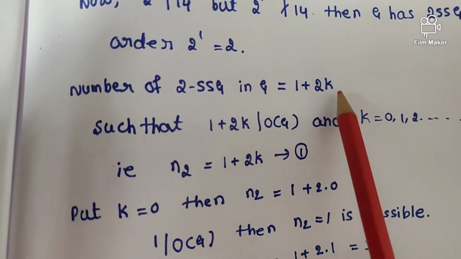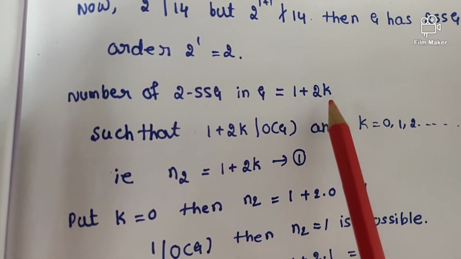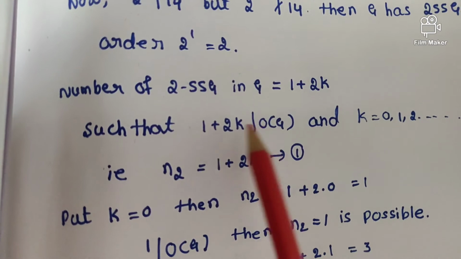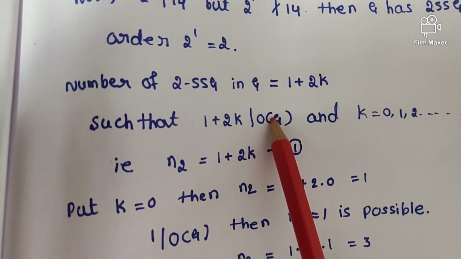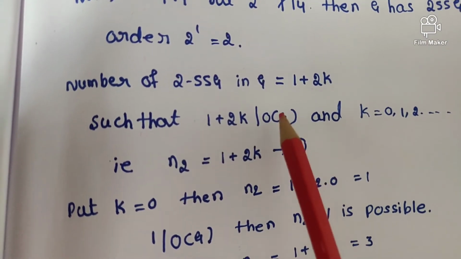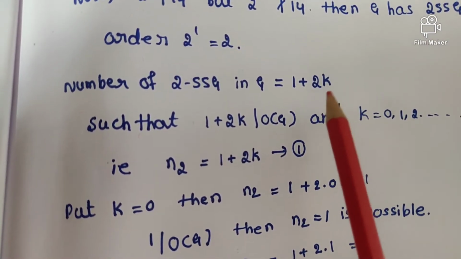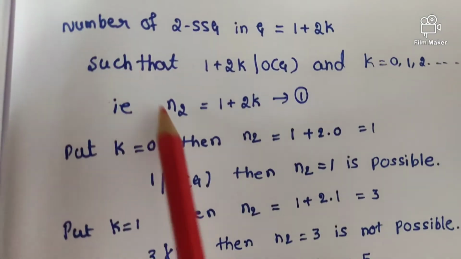It means just put different k values and check whether this 1 plus 2k divides the order of G or not. If it divides, then that gives you a possible number of p Sylow subgroups. So just look here.